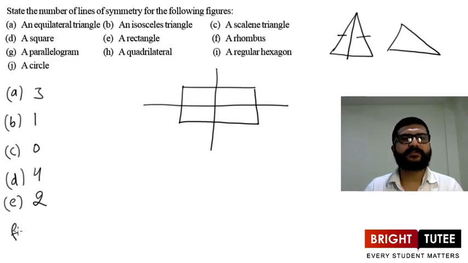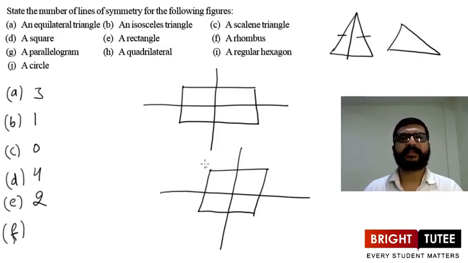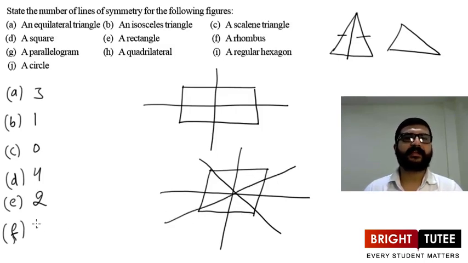Now the F part of the question, a rhombus is given. Now in a rhombus, all the four sides are equal. This figure is like a rhombus. Now let's count how many lines of symmetry we can have. One can be this, one can be this, and one can be this diagonal, and another can be this diagonal. So here there are 4 lines of symmetry for a rhombus.